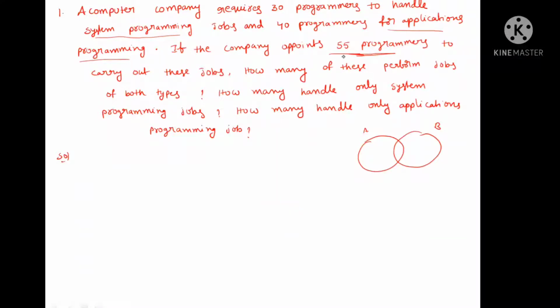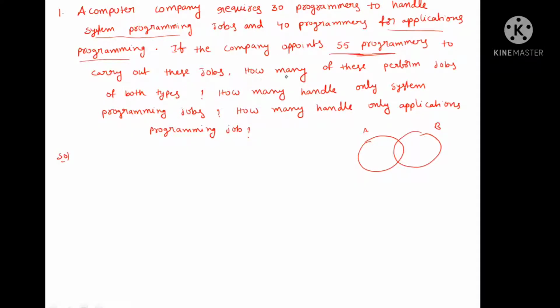Suppose the company appoints 55 programmers. The company is recruiting 55 programmers to carry out these jobs. That means these 55 can do either of these two jobs or both. Either the person can do only system programming jobs, or that person can do the application programming job, or that person can do both. So like that the company appoints 55 members.